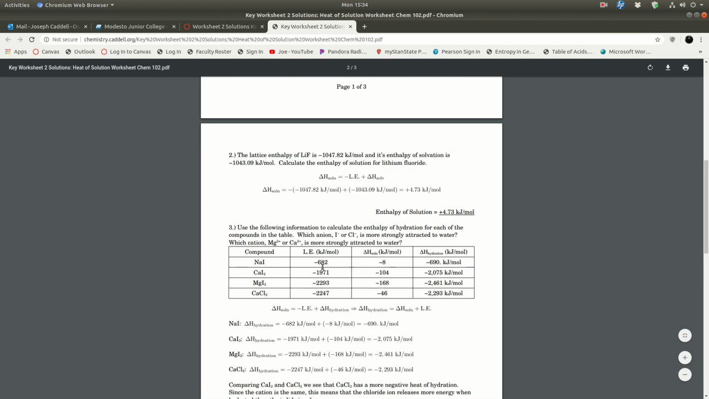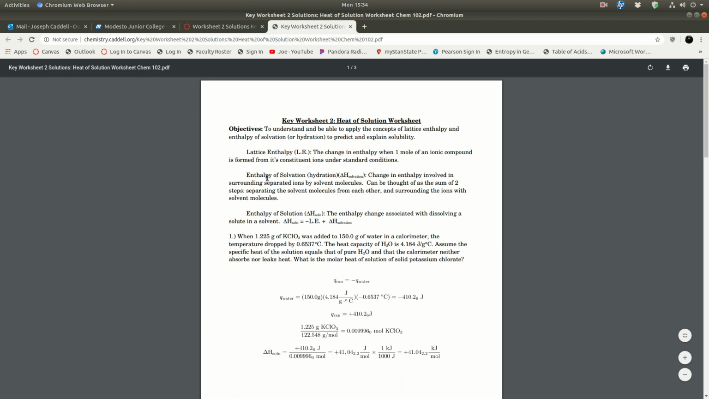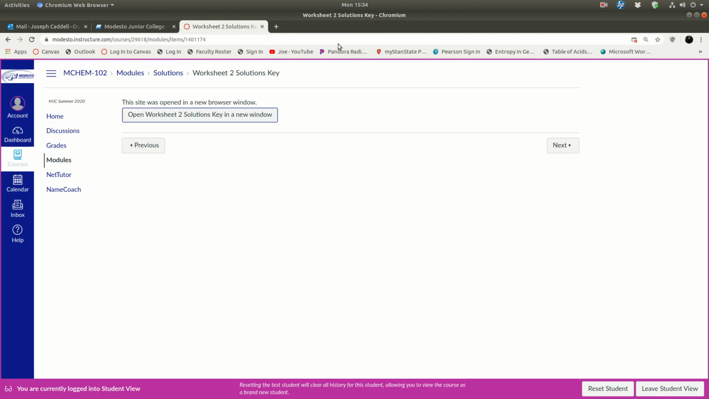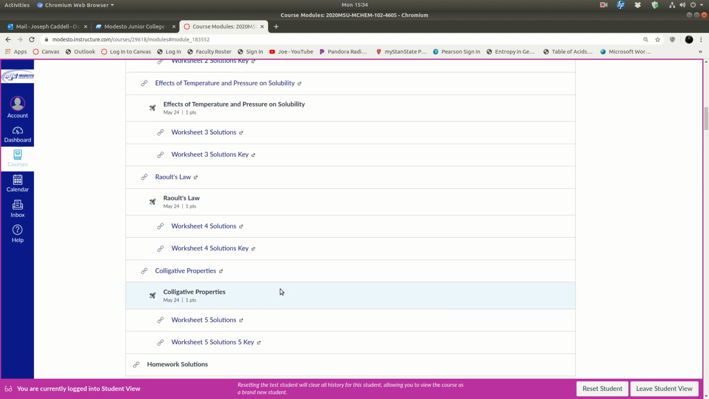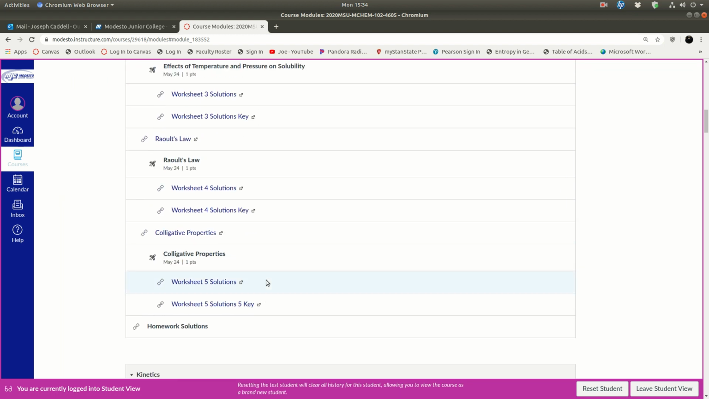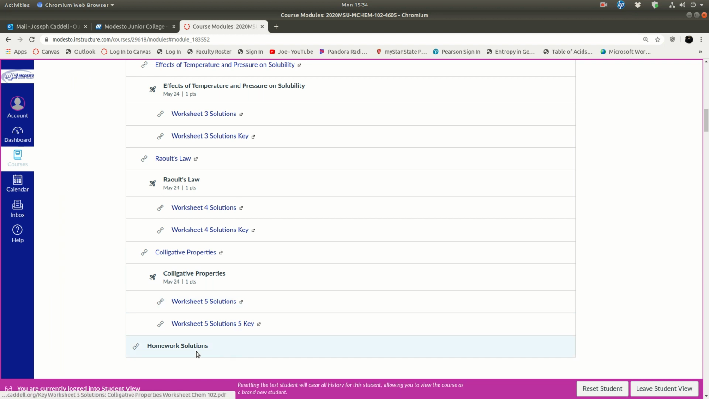So it looks like this. I would strongly urge you guys not to just go right to the key, but try to work it out yourself, if you can. You're going to learn so much better that way. Anyway, the worksheets and the homework are to help you get ready for the exams, because the questions on the exams are very, very similar to the homework.